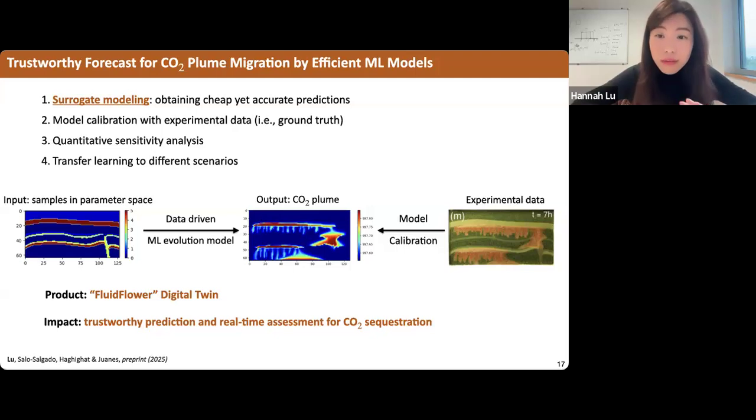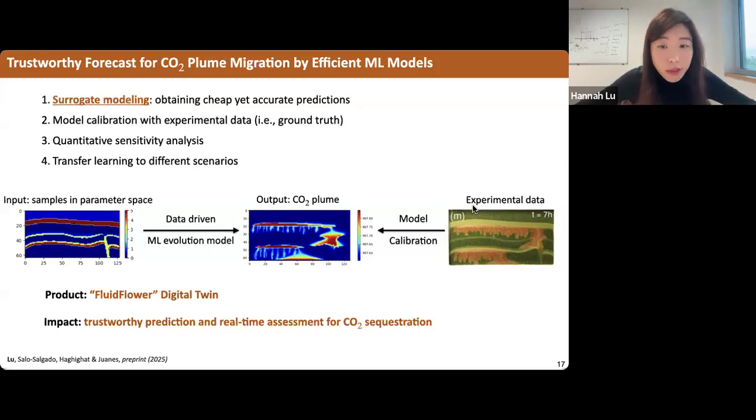This is still ongoing work, but we already have some results for surrogate modeling continued with the history matching. We learn a machine learning model as an evolution model from the input parameter samples in parameter space to different output CO2 migration plume. And what we want to do next is use this learned machine learning surrogate to do quantitative sensitivity analysis and do the history matching with the experimental data.